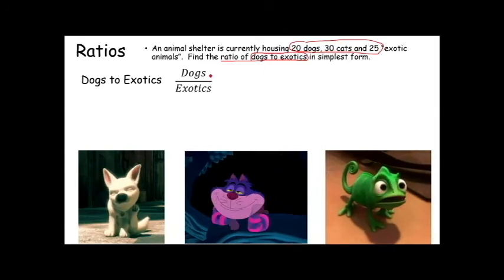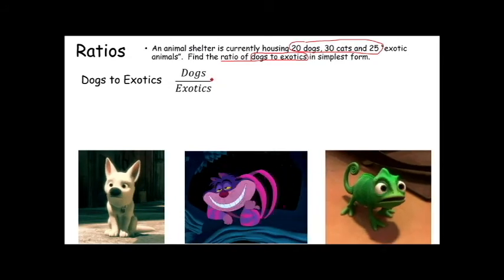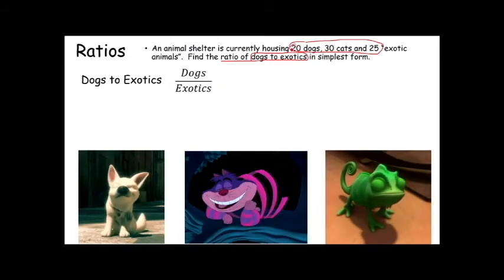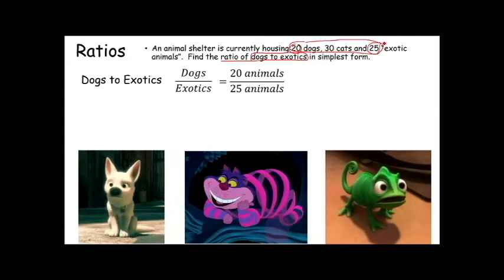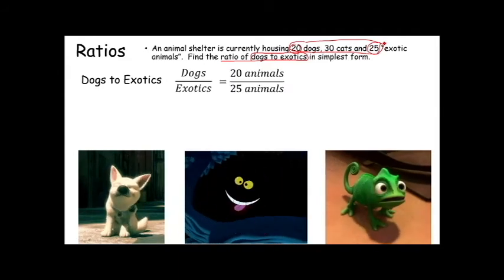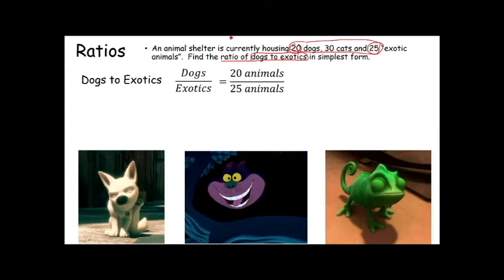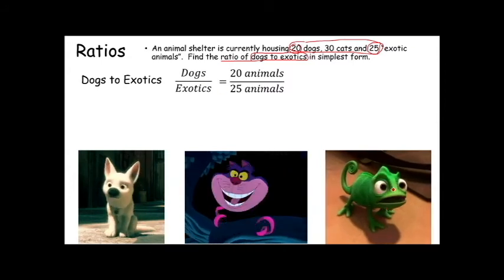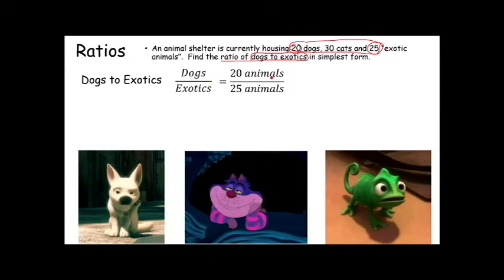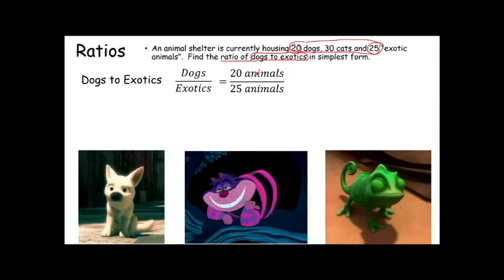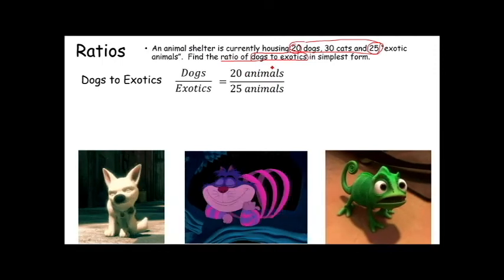So if I asked you to give the ratio of dogs to exotics, you would look and say, oh, well, there are 20 dogs and 25 exotics. So your ratio is 20 animals to 25 animals. Notice that even though dogs and, I guess, what is that, a gecko? Dogs and geckos are different animals. We would consider those to be like units because they are both animals. And then, of course, we would write this in simplest form.